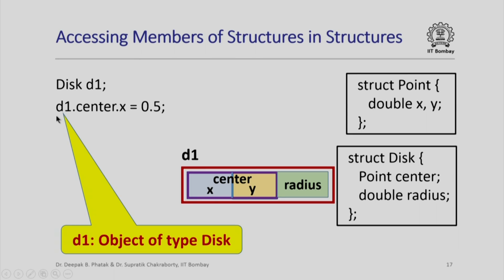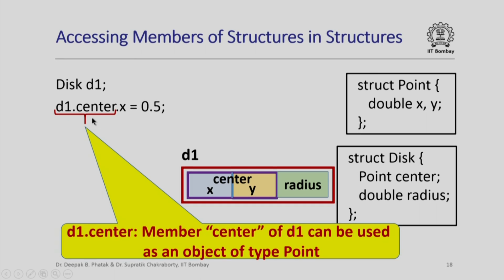Now, in this slide I am showing that I have only one object d1 of type disk, and let us say I use this assignment statement, d1.center.x is assigned 0.5. Let us see what this means. Well, d1 is an object of type disk. d1.center is referring to the member named center of the object d1. Now, the member named center of the object d1 can be used as an object of type point. It can be thought of as an object of type point.